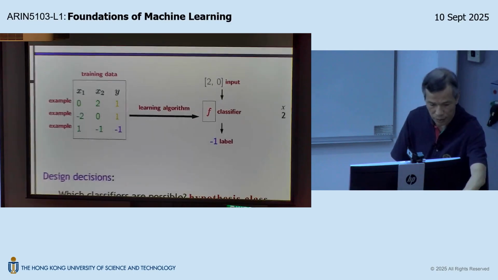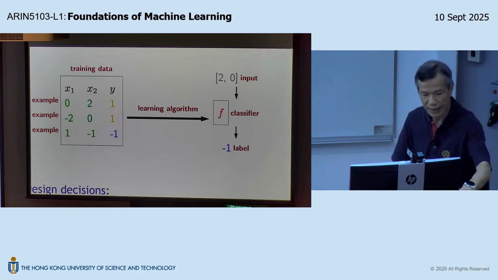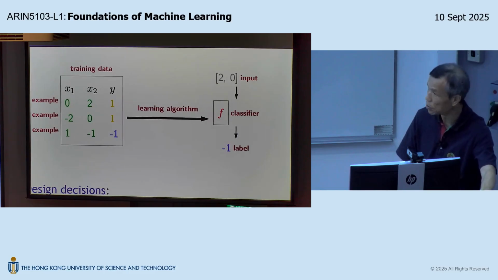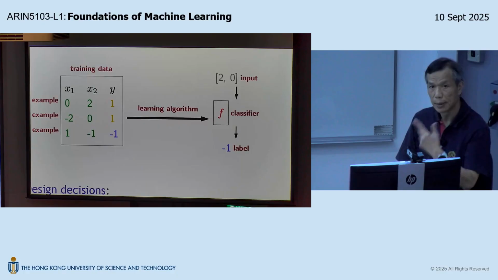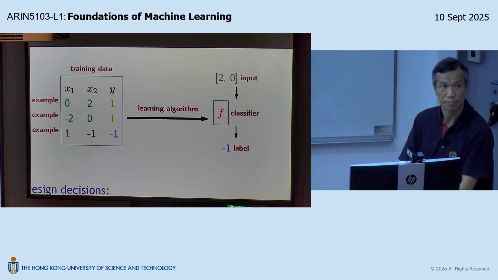Here, again, you have the training set. Here we still have 3 samples. We assume that you have a 2-dimensional input, x1, x2. For the first one, (0, 2), the corresponding output label is 1, and the second one is also 1, the third one is -1. Again, this is a binary classification problem. So the idea is very much the same.